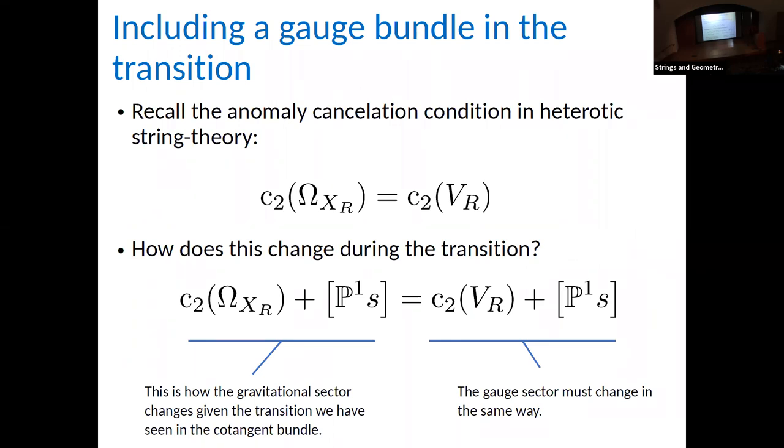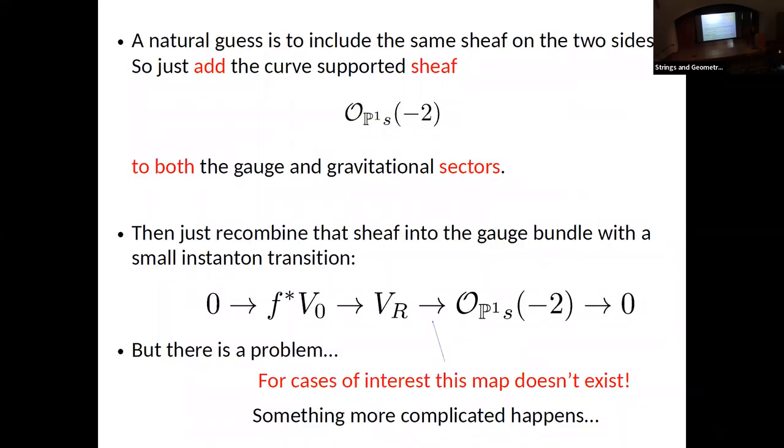Recall that the anomaly cancellation condition, if I ignored 5-branes for a moment, gave me this. So how are things changing in the transition? Well, it's clear that the Chern classes are changing in this way. This was how the topology changed for the conifold in general. So if I want to continue satisfying anomalies, I need the gauge sector to change in the same way. I need to add the class of P1s effectively to the gauge side in order to balance out what's changing on the gravitational side.